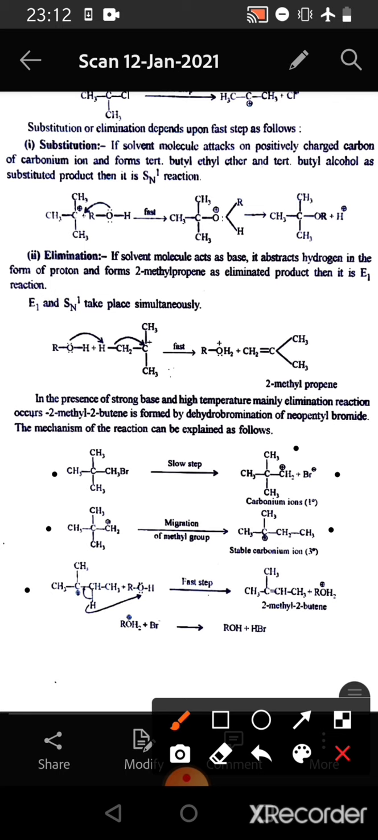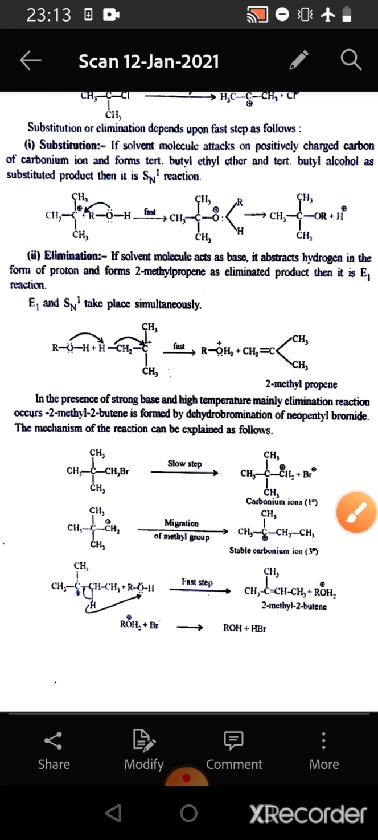Now this tertiary carbonium ion reacts with a molecule of alcohol, whereby the alcohol abstracts one hydrogen atom from the carbon adjacent to the carbon which carries the positive charge, and 2-methyl-2-butene is formed along with the protonated alcohol. Now this protonated alcohol reacts with the bromide ion and forms ROH and HBr. This is all for today.